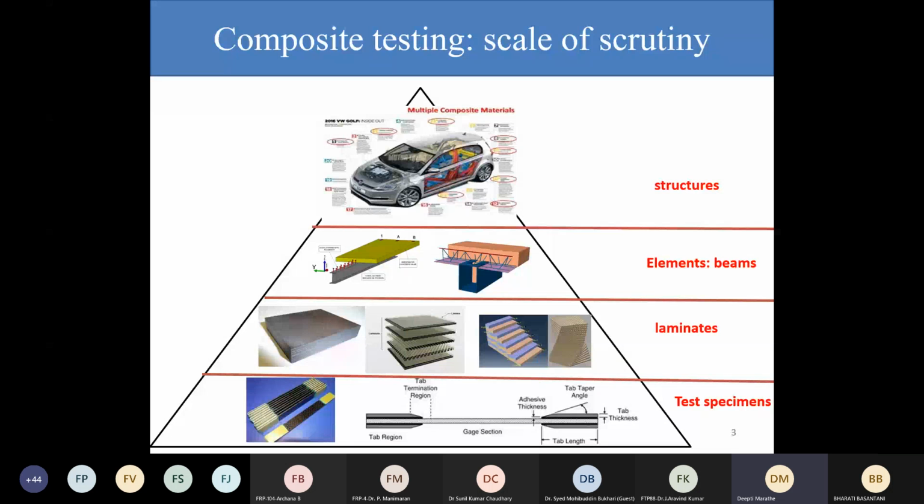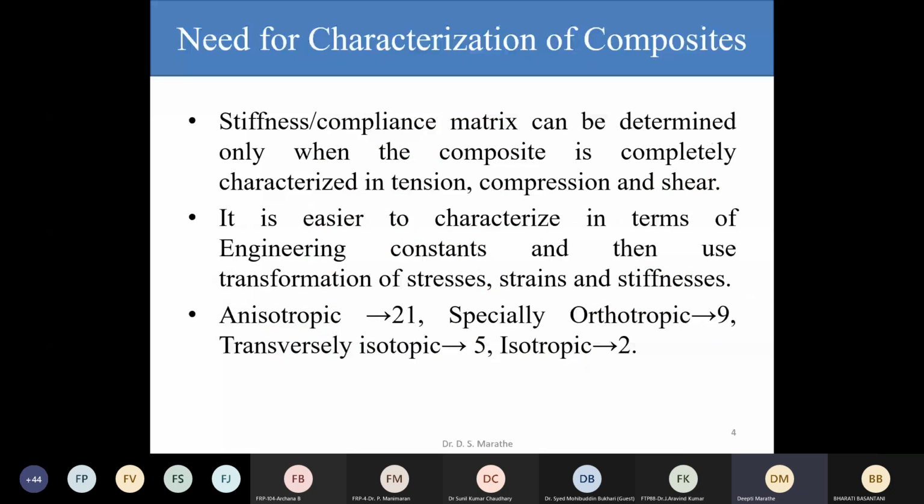So in today's session, I will be basically focusing on the bottom of the pyramid, that is the test methods that are used for testing of coupons or tabs to get the fundamental properties of the laminate. Now, what is the need for characterizing a lamina, or what is the need for characterizing a laminate? You have seen in all the previous lectures that stiffness or compliance matrices are determined only when you completely characterize the lamina in tension or compression.